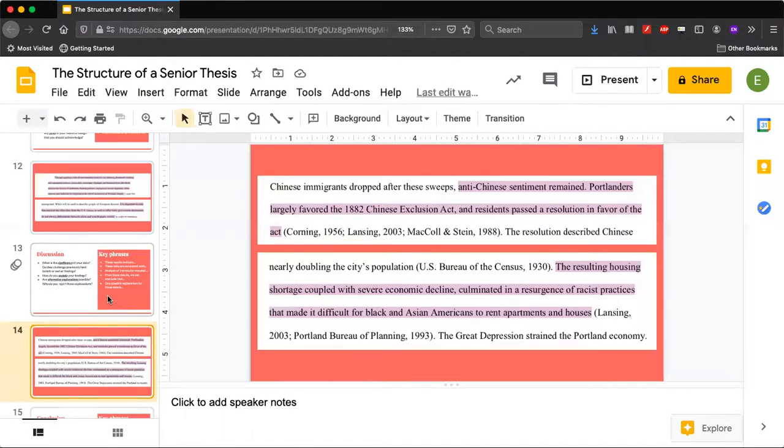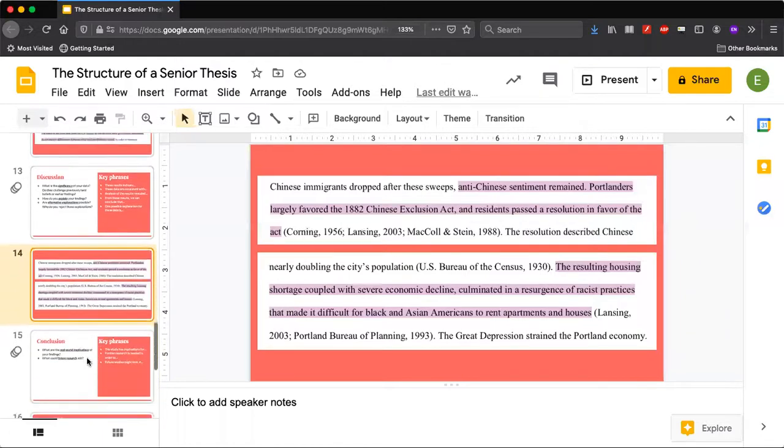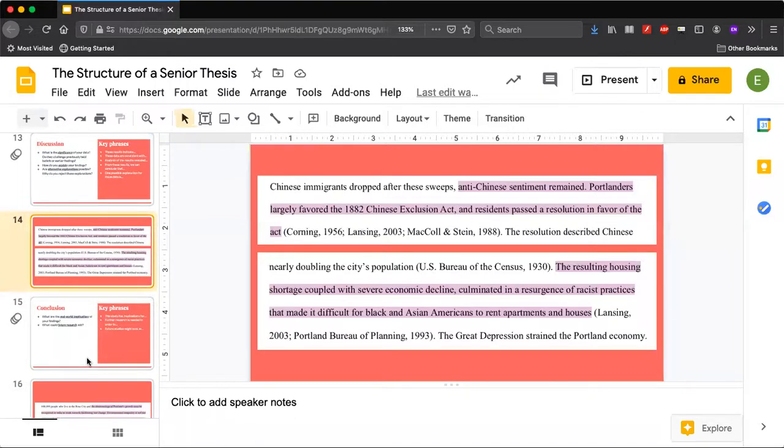And then another one: the resulting housing shortage coupled with severe economic decline culminated in a resurgence of racist policies that made it difficult for Black and Asian Americans to rent apartments and houses. Okay, so another piece of historical data, clearly stated, and the reader can clearly see or imagine the implications for the topic that this is writing about.